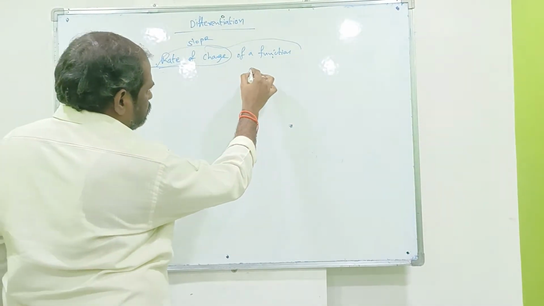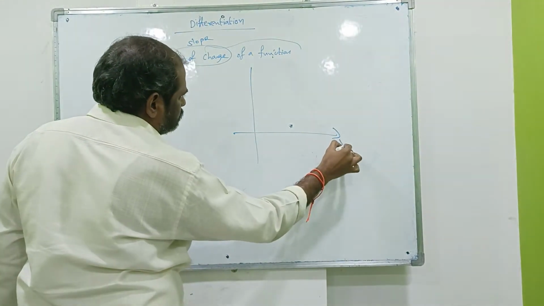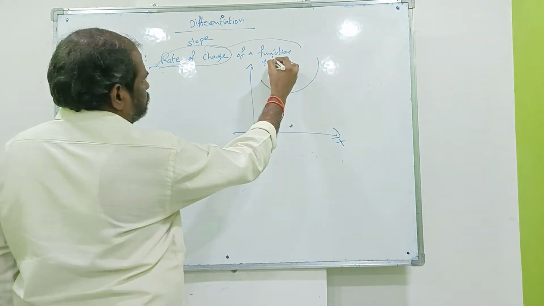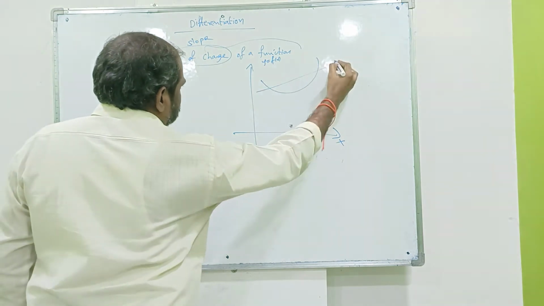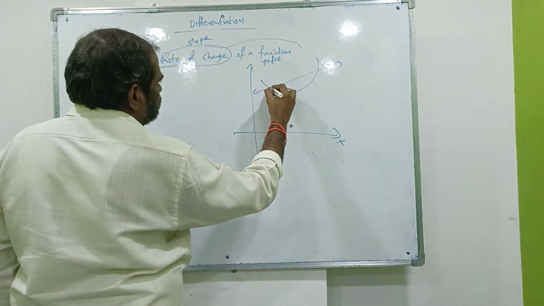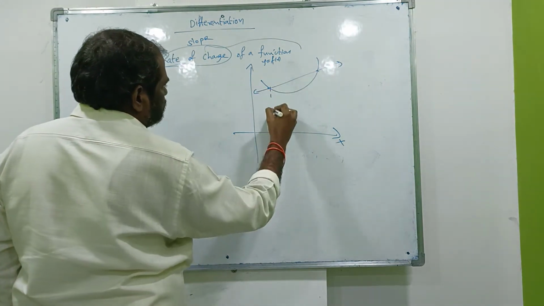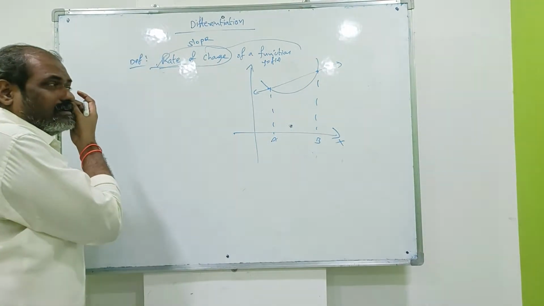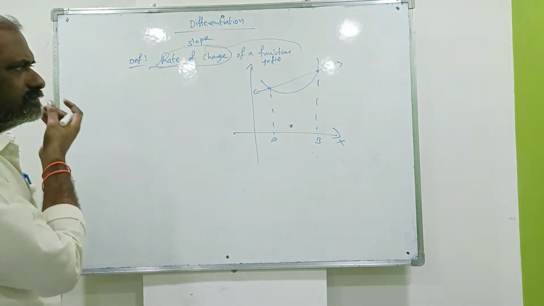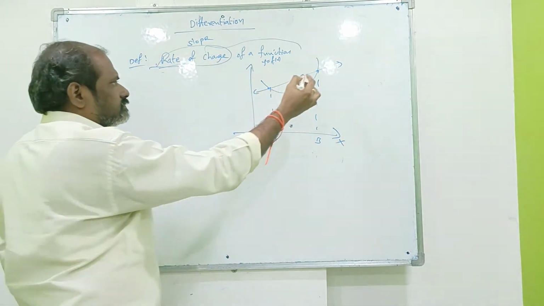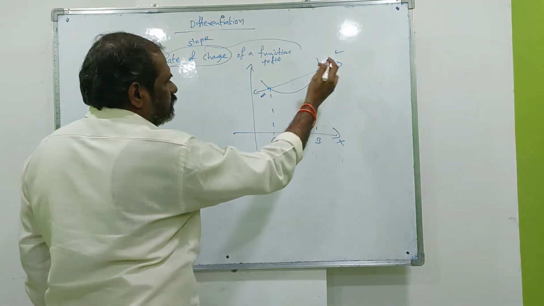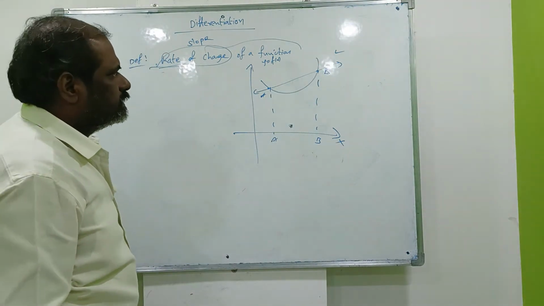So we take one function, a curve, y equal to f of x. Draw a line here. Y equal to f of x is one curve and this is one straight line L, which intersects the curve at 2 points, a and b.